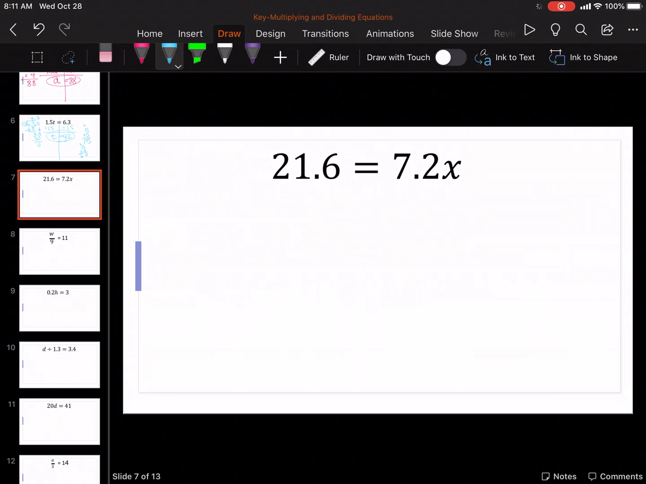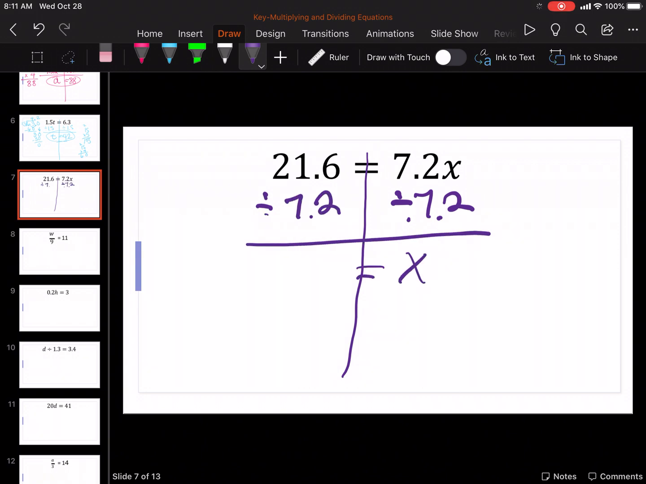Draw your line down the middle. So this one, the only difference is the variable is on the other side. Okay, so again, we want to get our variable by itself. We want to isolate it. So 7.2 is being multiplied by x. So we're going to divide by 7.2 on both sides. We get x by itself over here. 21.6 divided by 7.2. Slide, baby, slide, and then raise the roof.